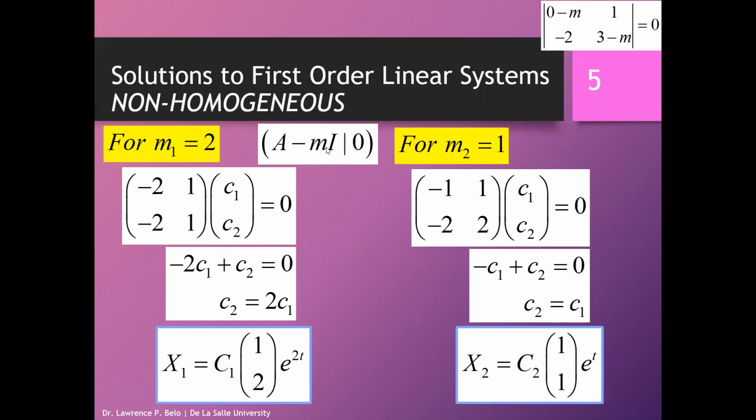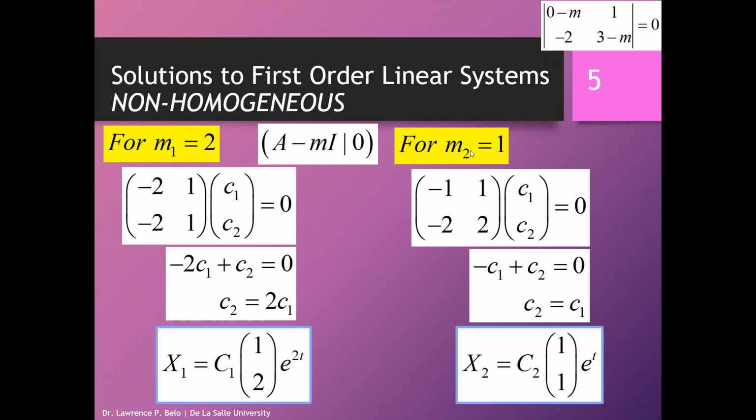For m equals 2, A minus mI was 0. So here, you'll notice that basically they are the same. Negative 2c1 plus c2 is 0. So we don't need to write the second line. But what we can say is that c2 is always equal to 2c1. So if I say that c1 is equal to 1, my c2 will be 2. Therefore, for m equals 2, I'm already able to obtain my solution.